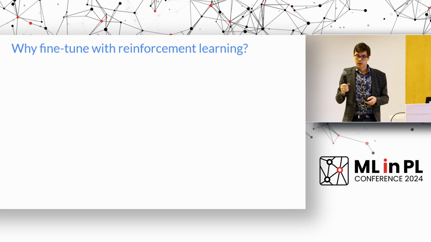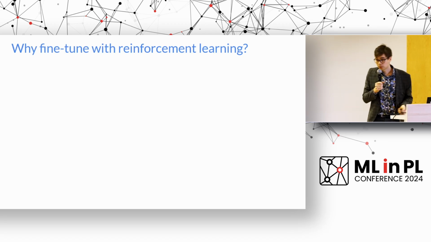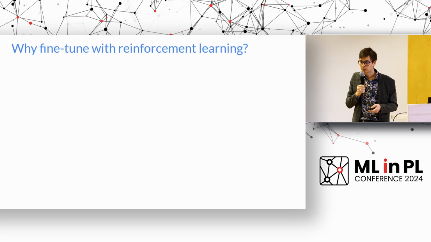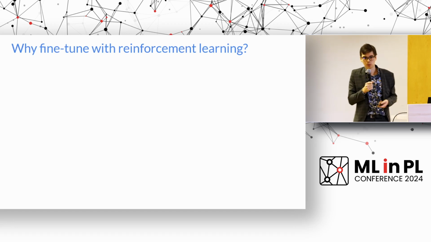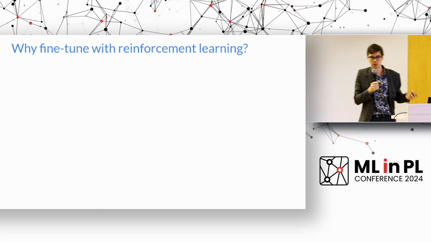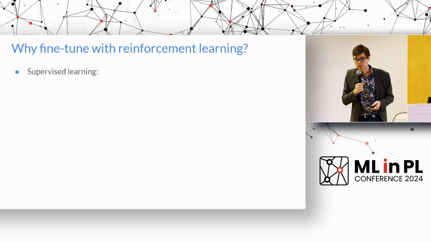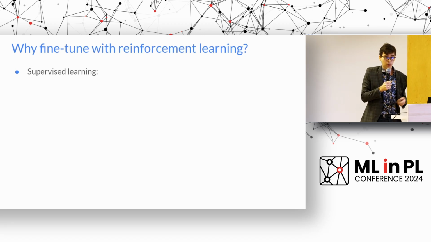Okay, so we know what fine-tuning is, we know what reinforcement learning is, so the only question that remains now is basically why? Why should we bother about fine-tuning in reinforcement learning? And I would like to answer this question by listing some of the pros and cons of both supervised learning and reinforcement learning.